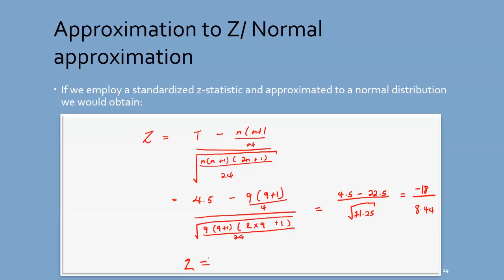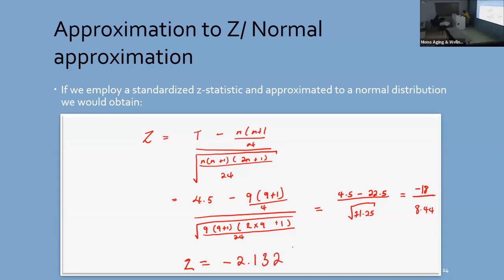And therefore Z, so we're getting to it now, Vanessa. Z is equal to negative 2.132. And then what? Everybody is okay? Everybody's on the same track? Yes, ma'am. All right. Wonderful.